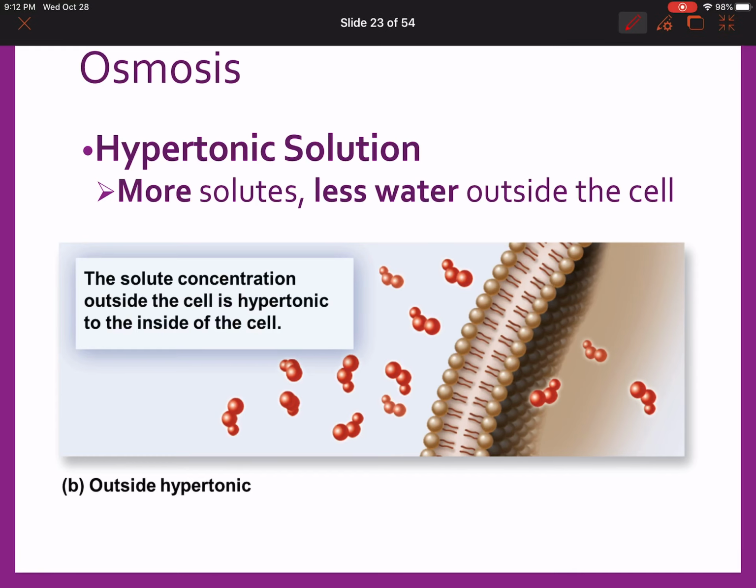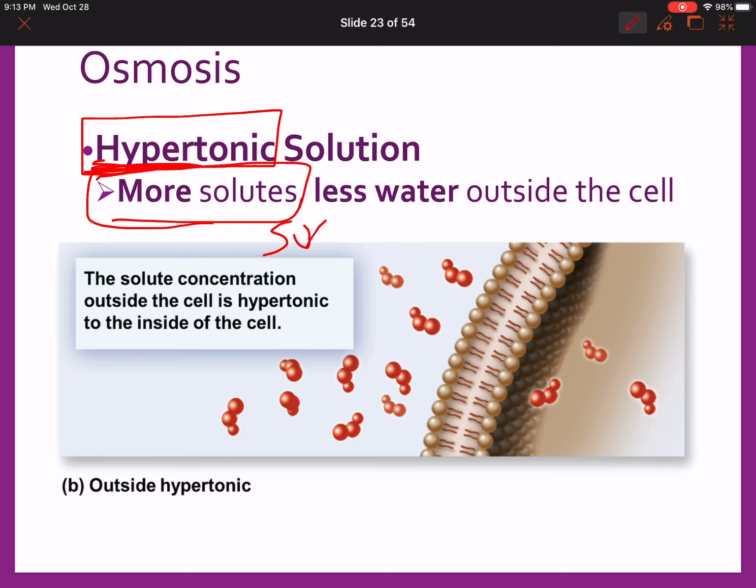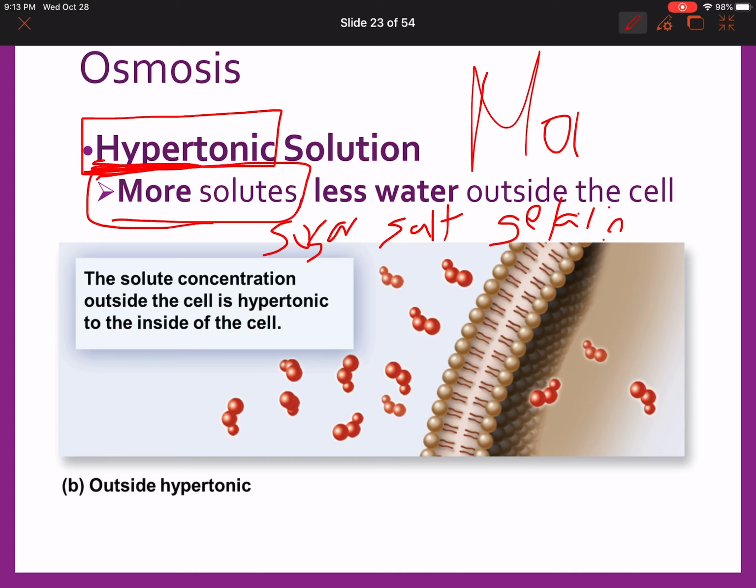All right, 3 very, very important vocabulary words. Hypertonic. Think hyper means more. Hyper kids have more energy. Hypertonic has more solutes, more sugar, more salt, all right, more gelatin, more everything. It's just the more. So a hypertonic solution, lots of stuff.